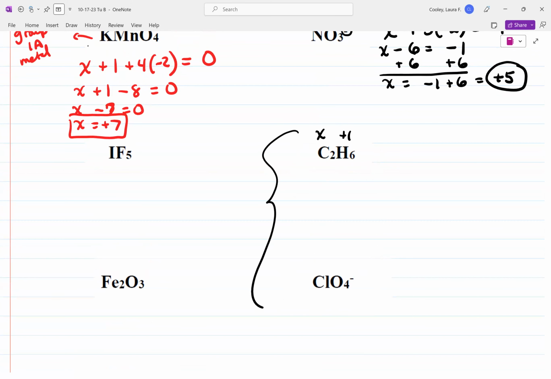So now we have a 2 here to contend with. 2X plus 6 times +1 equals 0. 2X plus 6 equals 0. 2X equals -6. X equals -3. So that means that -3 is the oxidation number of the carbon.